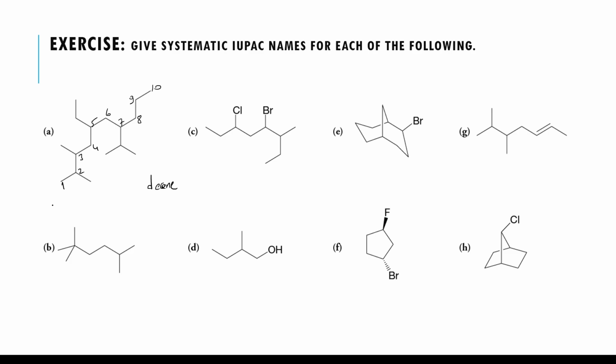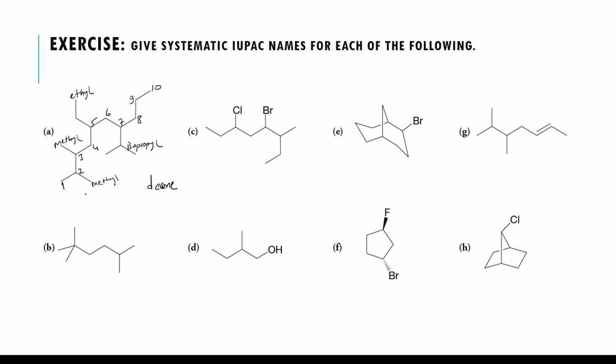Okay, and we have to identify the substituents. At the second position, we have a methyl substituent. At the third position, we have another methyl substituent. At the fifth position, we have a two carbon chain, which is an ethyl substituent. And at the seventh, we have a three carbon chain. This is a propyl, but the propyl is attached from the middle carbon, so this is isopropyl. Then that's it basically. We have identified all the substituents.